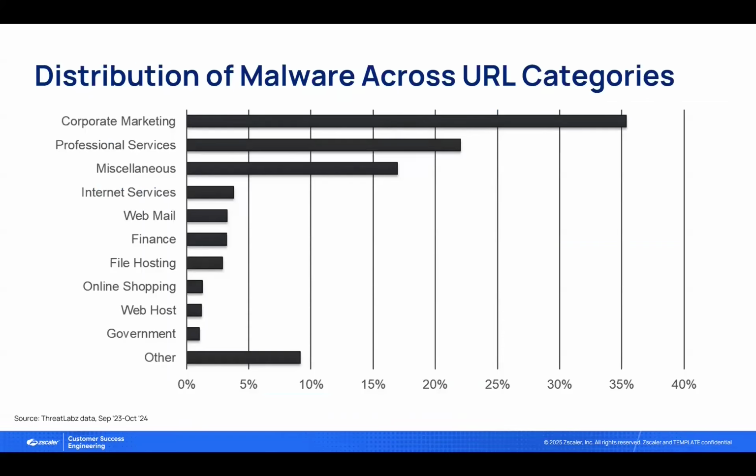Finally, here's some data on the distribution of malware hidden in encrypted traffic across otherwise benign URL categories. Here we can see that corporate marketing, professional services, and the miscellaneous category contain over 75% of all malware that was hidden inside encrypted benign traffic. This is why it's important to understand that you should inspect all traffic and sandbox traffic for all destination URLs to make sure that you're catching hidden malware.